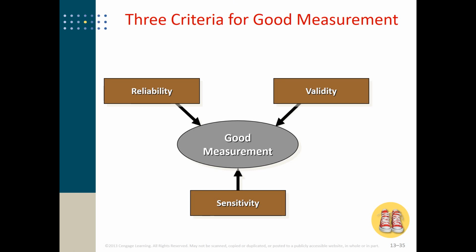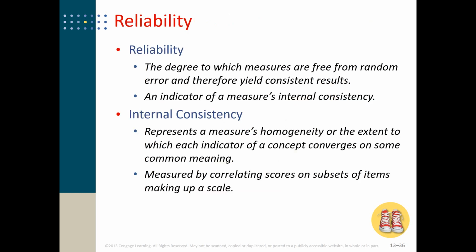There are three criteria for good measurement. These are reliability, validity, and sensitivity. I will briefly discuss them in this learning video. So first of all is reliability. Reliability means, for the measurement scale that you are using, how unbiased it is, whether it is free of random error, and how consistent it is.